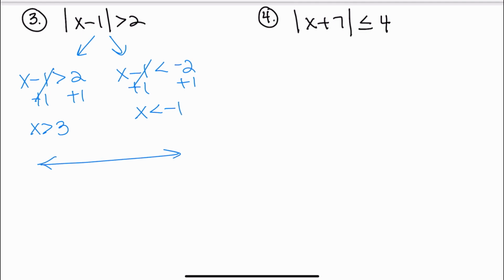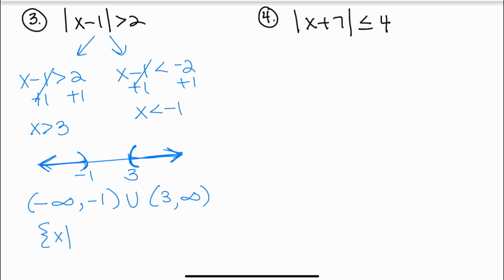So on a number line, here's negative 1, here's 3. I want all the numbers that are greater than 3, so I'm going to use a parenthesis because it's not or equal to. Or I want all the numbers that are less than negative 1. In interval notation, this means that I'm coming from negative infinity until I get to negative 1, union 3 to positive infinity. And then in order for you to write this in inequality notation or what's called set builder notation, you would just have either x is less than negative 1 or x is greater than 3, and that's going to be my answer.